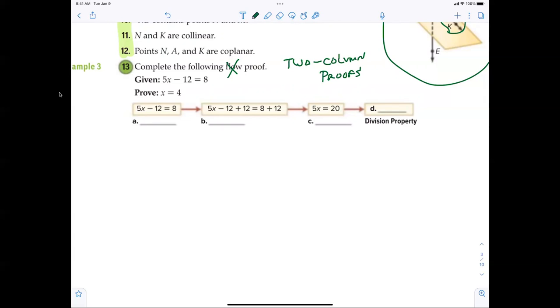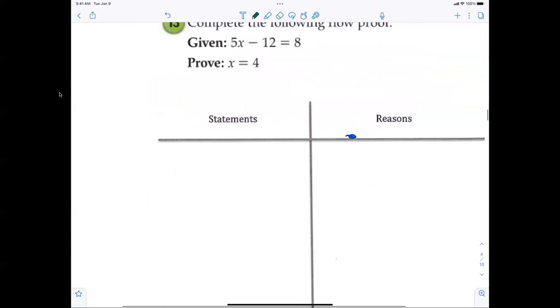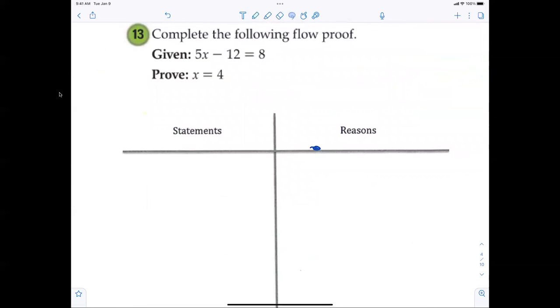So what does a 2 column proof look like? You can flip the page. Here is my 2 column proof. Every 2 column proof, you list out statements and then you list out what? Reasons. We are given this: 5x minus 12 equals 8. We're trying to prove x equals 4. Because we are geniuses, we can look at that and say, that is obviously true, because we can just do the math in our head.